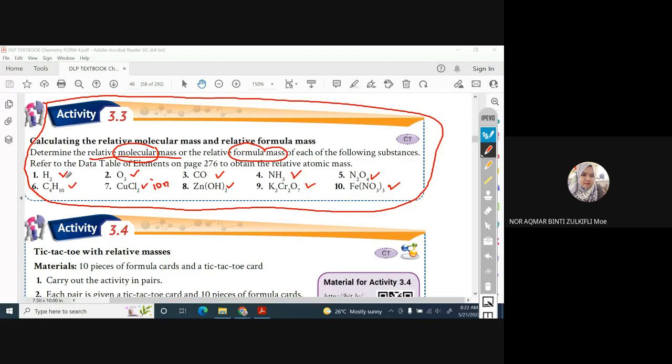Okay, this is a molecule. So since it's a molecule, we call it relative molecular mass. Molecular mass means for molecule. Formula mass means for ion.